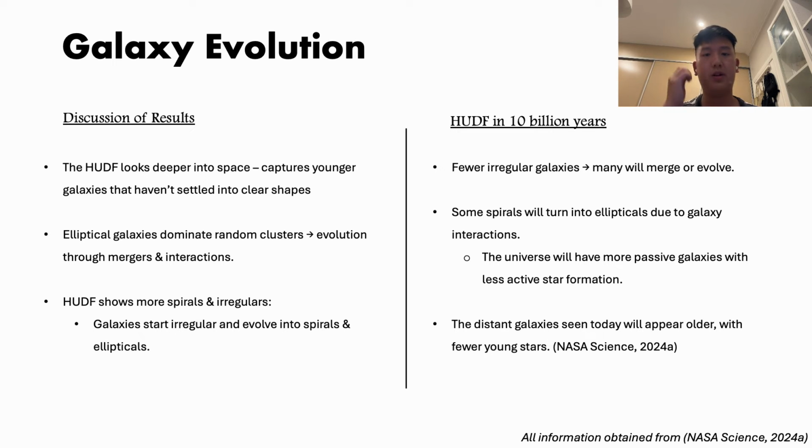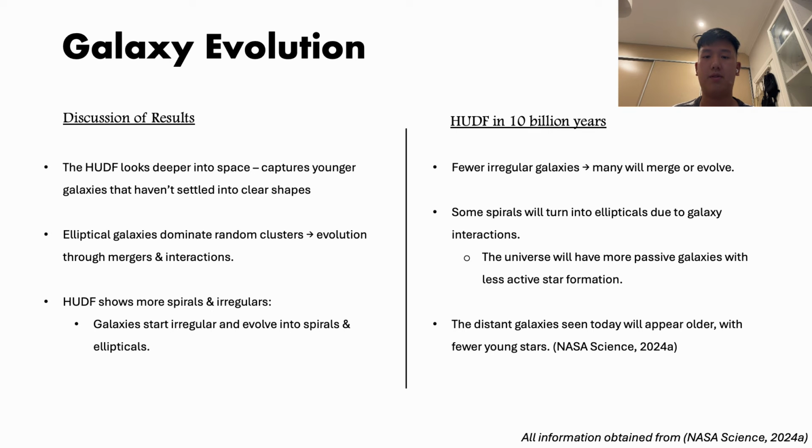Additionally, the fact that elliptical galaxies dominate mature clusters suggests that many galaxies evolve through mergers and interactions, consuming the gas and slowing star formation. The HUDF showing a greater mix of galaxy types supports the idea that younger galaxies start as irregular structures and then later develop into spirals or ellipticals as they mature.